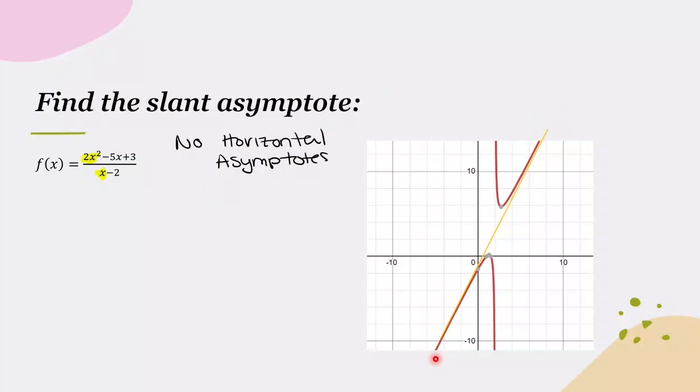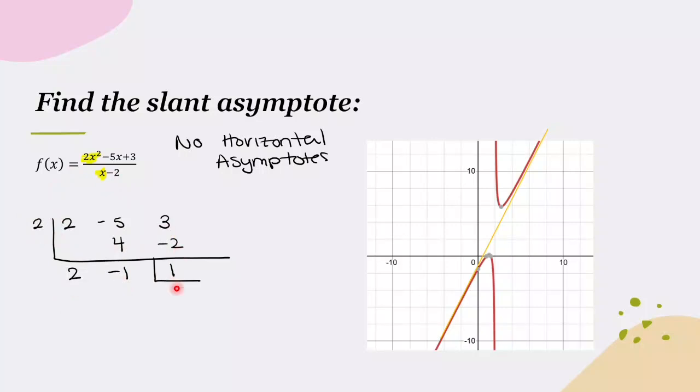If we want to figure out what this slanted asymptote is, we can use division. You can use synthetic division or long division. I'll go ahead and use synthetic division. So my numerator was 2x squared minus 5x plus 3. So I jot those numbers down. If I'm dividing by x minus 2, I write down a positive 2. Bring down the 2. 2 times 2 is 4. Add, I get negative 1. Negative 1 times 2 is negative 2.